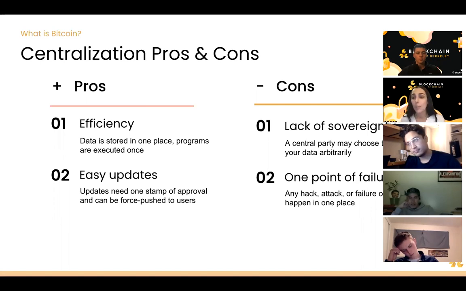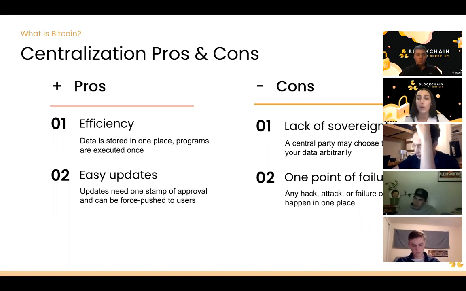And two, it's super easy to update. If Facebook wants to update their entire software, that just needs to get the stamp of approval internally, and they're able to push that update onto users, right? We've all seen that notification. You can't use Facebook unless you get the newest update. And so you have no choice but to update if you want to continue to use that service. It's really easy for us and really easy for them because they just need to do it one time and everyone has to get that update now.